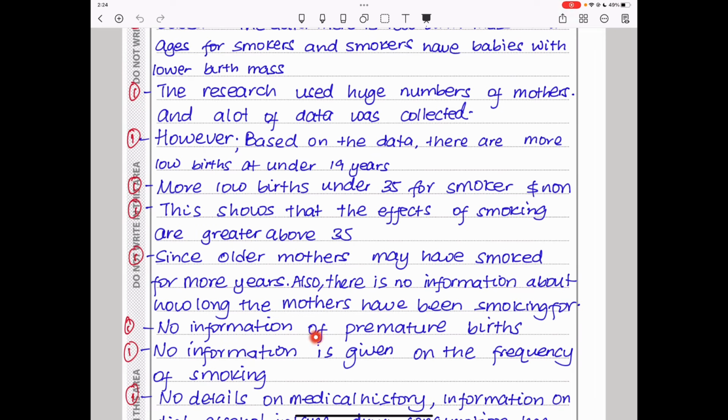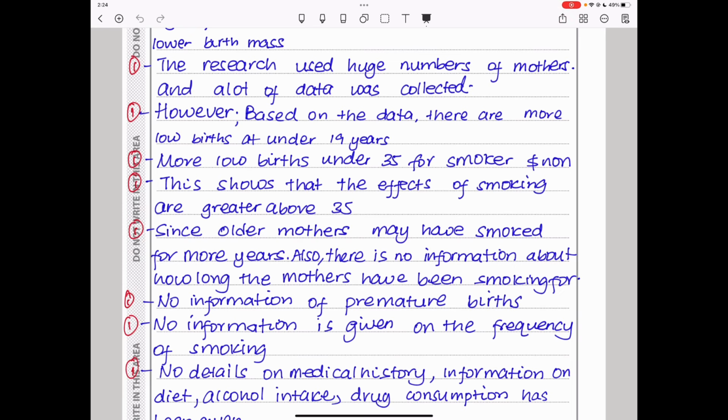Another thing, there is no information on premature births. Sometimes the child is going to be low weight or low mass because they were born maybe at 6 months of pregnancy, meaning they were premature. So a baby born prematurely cannot have the same mass as a baby who is born at 9 months of pregnancy. Also, no information is given on the frequency of smoking. If they have been smoking for a longer period of time, how often do they smoke? How many packets of cigarettes do they smoke a day? We need all that information.